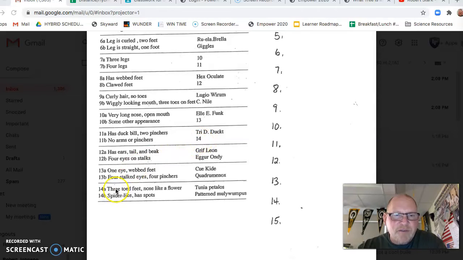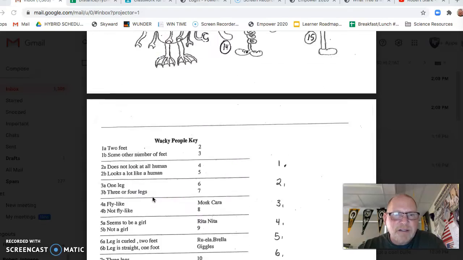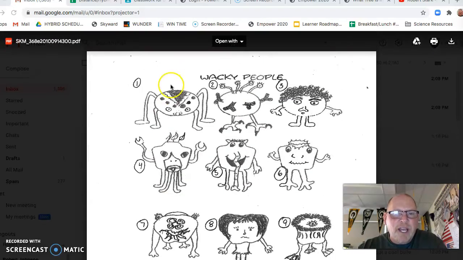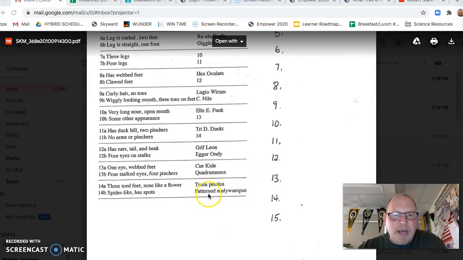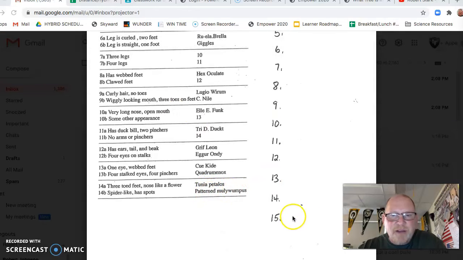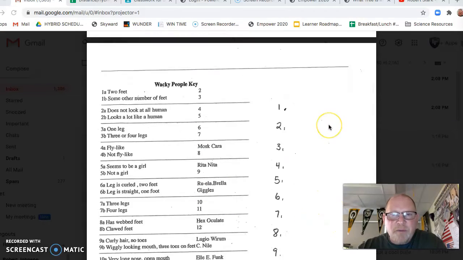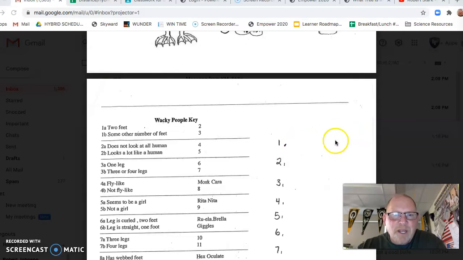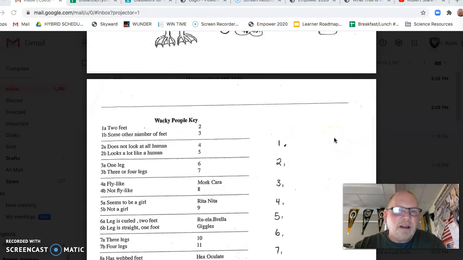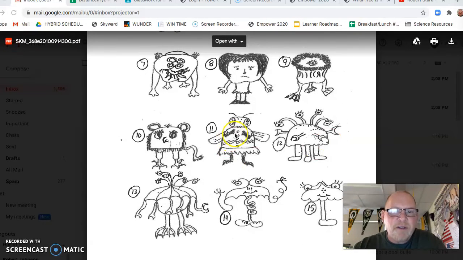14 says it's 3-toed, nose like a flower, or spider-like and has spots. I would say it's more spider-like and has spots, so number 1 is going to be the patterned mollywimpus. You would write that right here in number 1. Patterned mollywimpus. And then let's skip to number 11, and we'll try number 11 here.